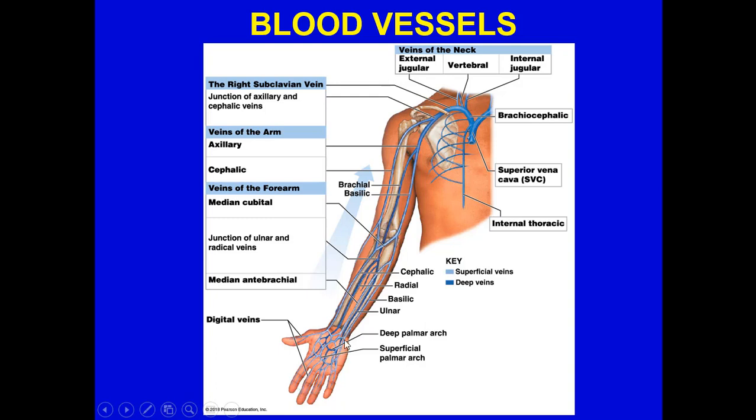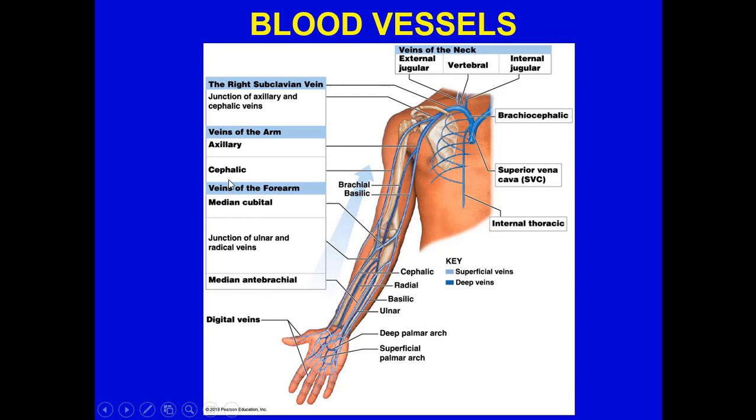You're going to eventually also have to deal with your deep palmar arch, ulnar, basilic, radial, cephalic, and then you have these coming together. There's going to be a superficial vein and a deep vein. The brachial is the deep, the basilic is the superficial. All the blood is heading back toward the heart, so keep that in mind. This is venous flow.